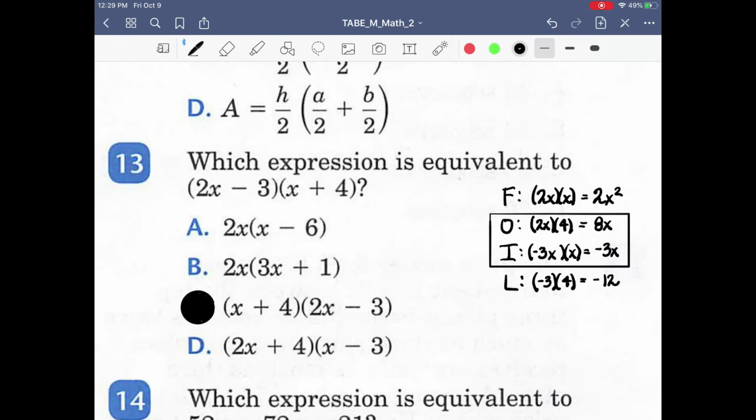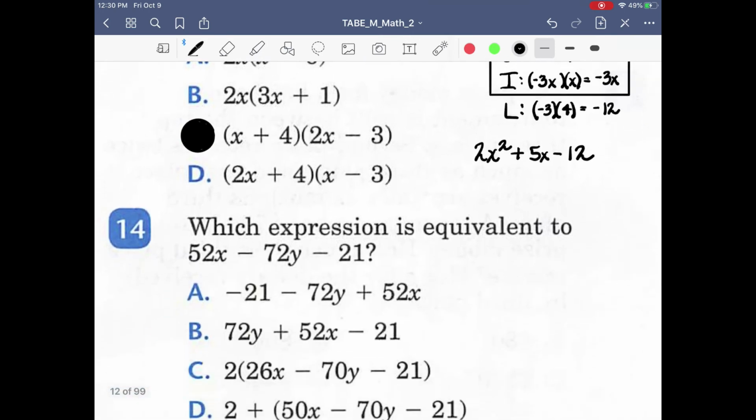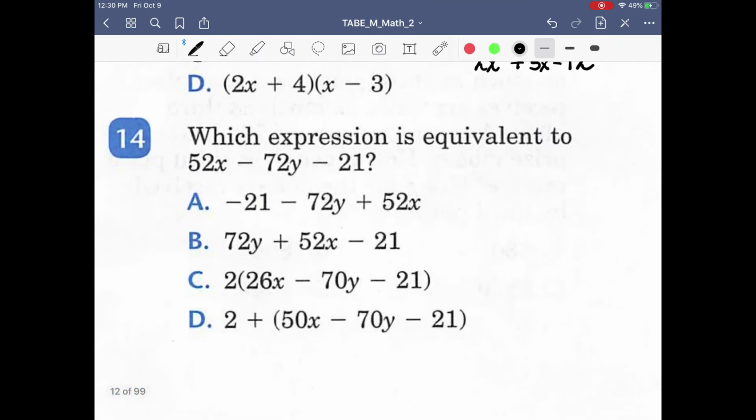And let's go ahead and finish FOIL. Simplify it. 8x minus 3x is 5x. So this could have been a choice if they had so chosen. I like FOIL. I'll do that every time if I can.